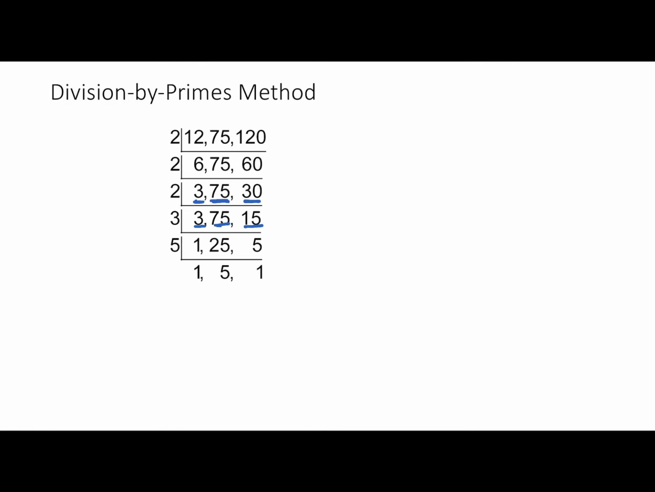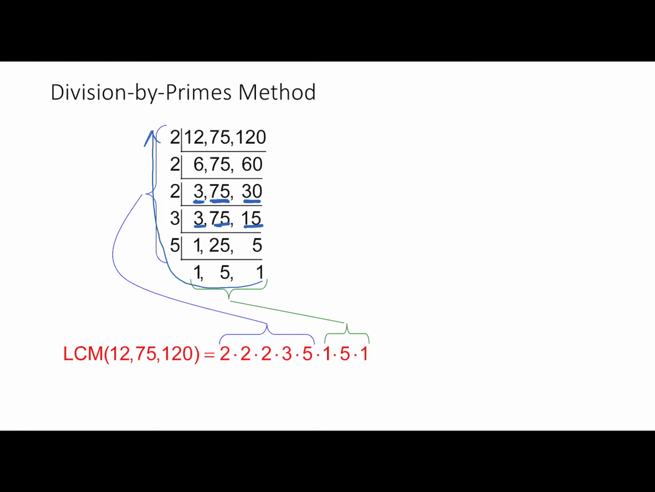Now I'm looking at 3, 75, and 15. The smallest prime that divides at least one of those numbers is 3. I'm going to divide each of these by 3, in fact, so I get 1, 25, and 5. And the smallest prime that divides at least one of those numbers is 5. And I'm going to get 1, 5, and 1. Now I'm going to look at these primes that I divided, and I'm going to multiply all of them together. So the least common multiple of 12, 75, and 120 is going to be the product 2 times 2 times 2 times 3 times 5 times 1 times 5 times 1, which is 600.